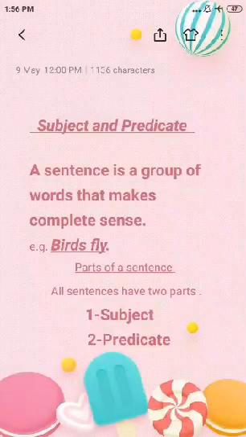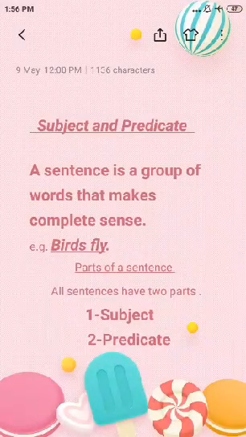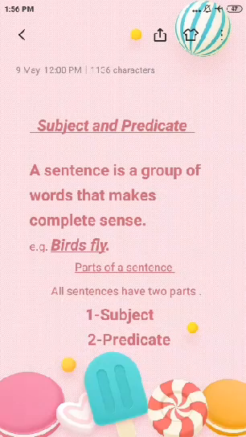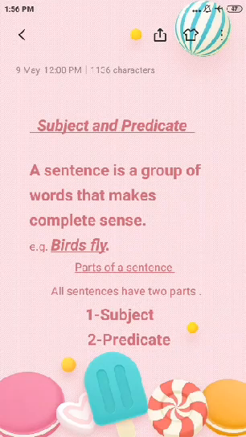Hello my dear students, in this lesson we will learn about parts of a sentence. As we have already learnt in the previous video about what a sentence is, now let's learn about the parts of a sentence.